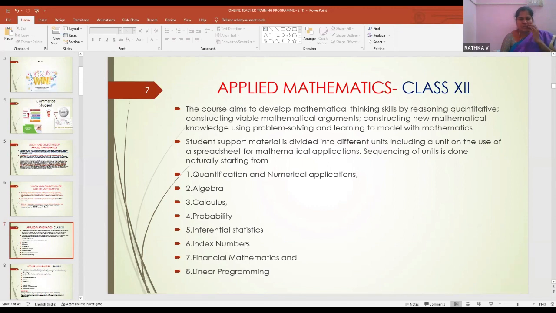And index numbers and time series analysis is another topic. In this topic, the 6th one, everyone will score full marks. It is an easy topic.